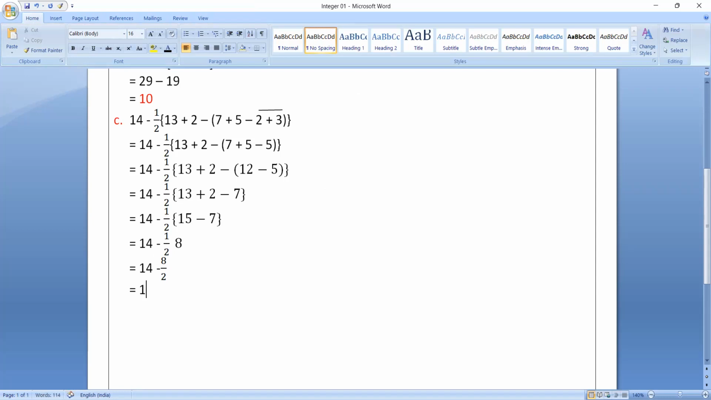Now it will give 14. When 8 is divided by 2, it will give 4. And 14 minus 4 will eventually give you 10. My dear student, this is the answer of this equation. I hope you get the answer very well.